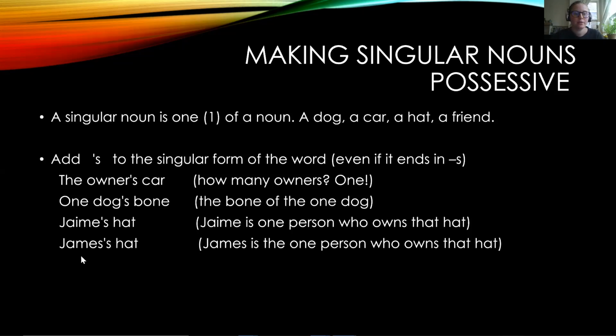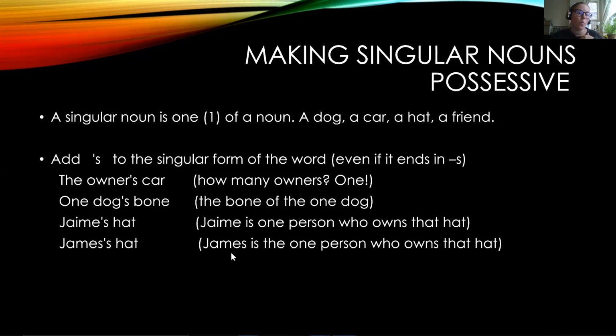We also have the case where a word ends in S. So James is a name that ends with S. We always say James when a person's name is James, right? And so when we actually read this out, you could say James hat, but usually we'd say James's hat. James's. So we add a little S with the E, kind of the ES sound, James's hat.